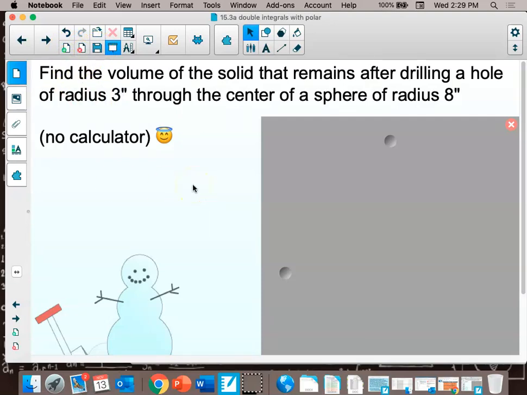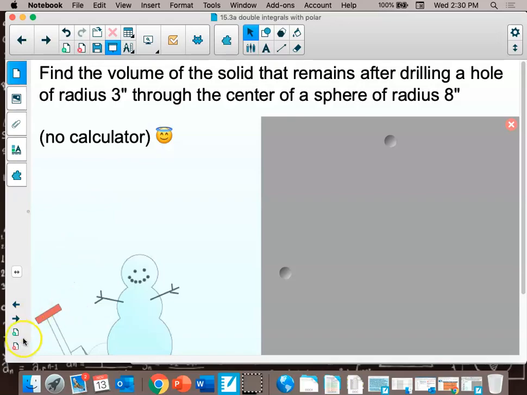Find the volume of the solid that remains. Now this is exactly like this one. So now we have a sphere of radius 8. We're drilling a hole of radius 3 through the center, and you're finding the volume of the styrofoam that remains, right? Kind of fun. It's actually easier than you'd think. A little hint, both your r's and your thetas will be constants. See if you can just do the setup. Come on, you can do this.